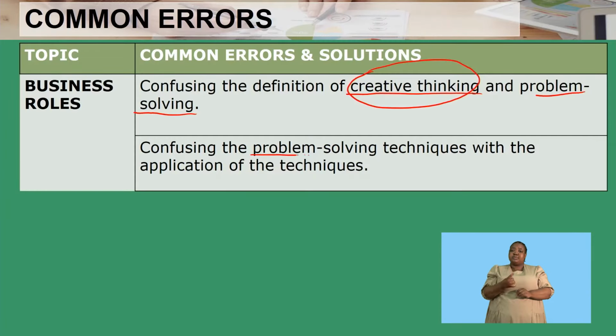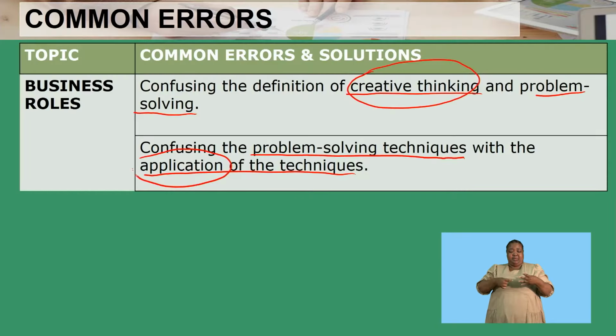So it also says there that there is a possibility of confusing the problem-solving techniques with the application of the techniques. Now remember that when you are asked to define the problem-solving techniques, you are simply just telling us what the technique is. But the moment you see the word application, you must then remember that here you want to further explain the steps of how this problem-solving technique is done.